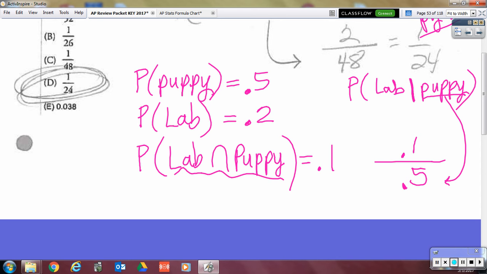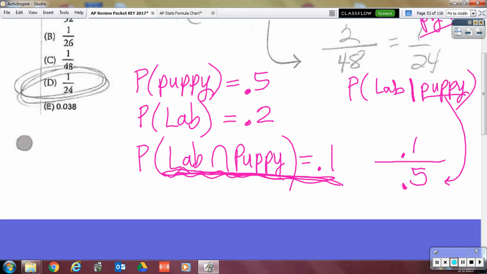And they gave you this. This was given to you. I did not figure that out on my own. They'll give you this because you don't necessarily know if you can just multiply or not, because you don't necessarily know if they're independent. If they are independent, then yes, you can just multiply. Okay?